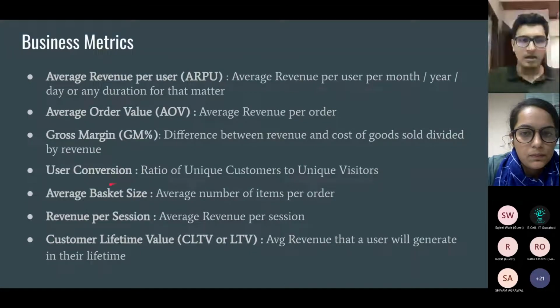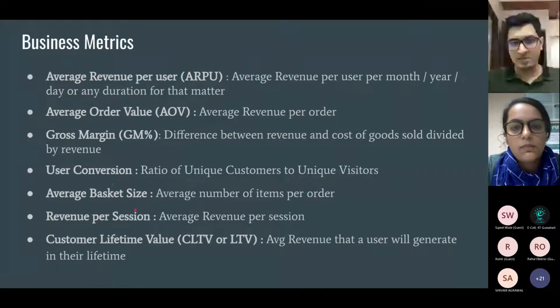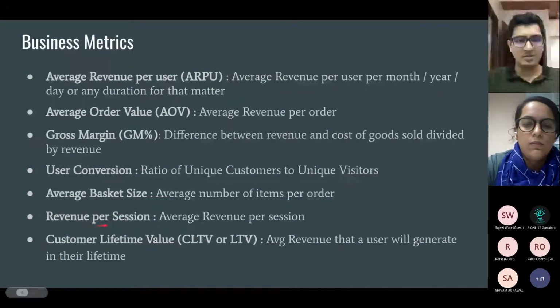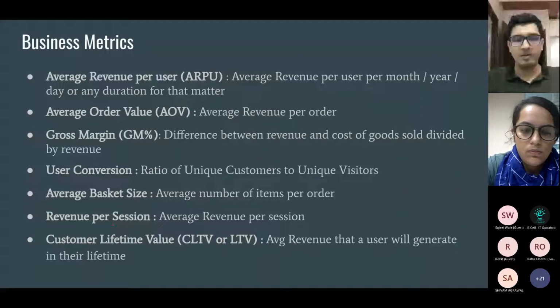Average basket size is the average number of items per order. Then revenue per session is, in one session, how much revenue are you able to generate? Are you able to generate more and more revenue in a given session or not?